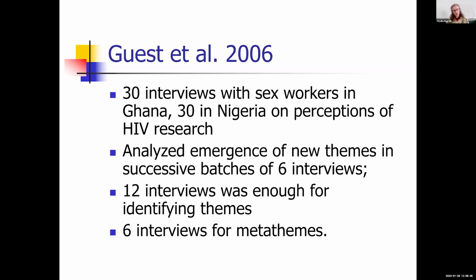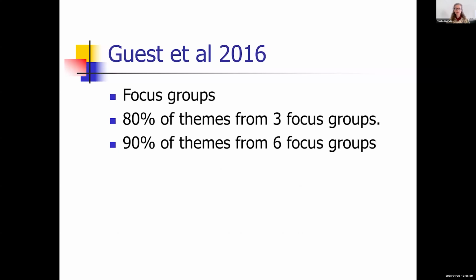6 interviews was enough, which is probably less than you might think. That means you've used a lot more resources to do 60 interviews, and after 12, nothing new came up. So that has generated a lot of discussion, and people may have different views. Then 10 years later, in 2016, Guest and another group did a similar study for focus groups. They found that 80% of themes came from the first 3 and 90% from 6.